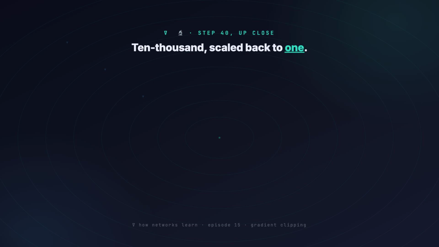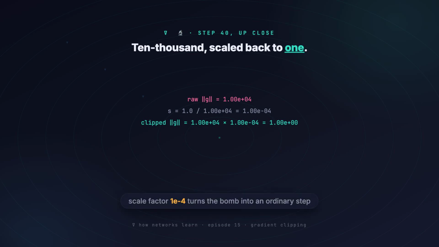Watch the spike step concretely. Raw norm at step 40, 1.0e4, ceiling 1.0, scale factor 1.0 over 1.0e4. Multiply the whole gradient by that, and the new norm is 1.0e4 times 1.0e-4, 1.0, dead on the ceiling, never above. The update that lands is learning rate times a unit length vector, the same modest nudge a healthy step would make. The bomb got diffused into an ordinary step, pointed the right way. That's the line your terminal prints tonight. Raw 1e+04 clipped to 1.0e+00.